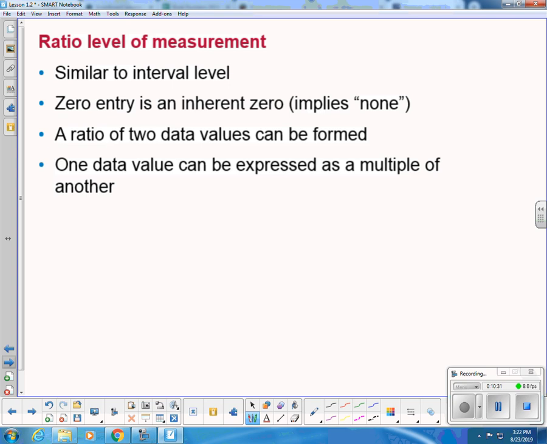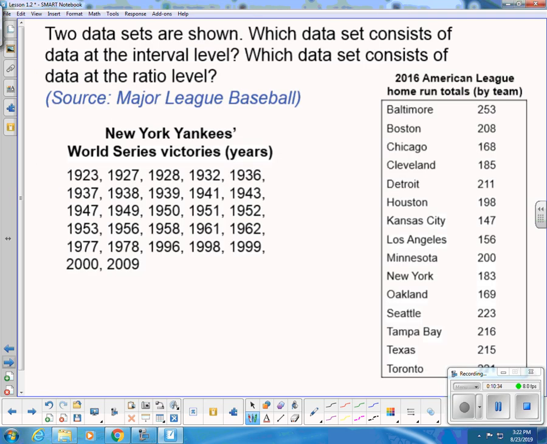So looking here, New York Yankees World Series victories by years. Yeah, I can subtract years. I can put them in order, but it makes no sense whatsoever to divide years. You can't have this year being twice as much as the other year. And if you're talking about year 0, that's between BC and AD, which means, by the church calendar, before Christ, and I don't know the Latin meaning for after that, but that's how our calendar goes. Okay, the 0 does not mean none, it just means in between those two time periods.